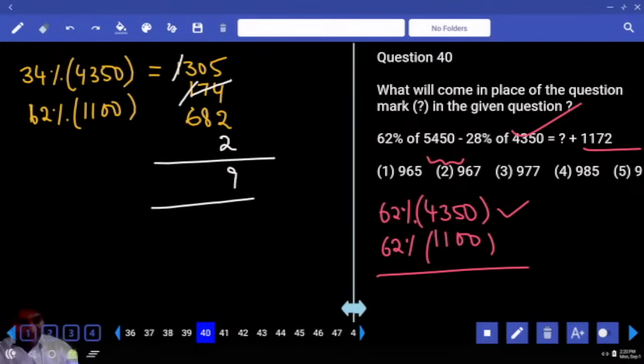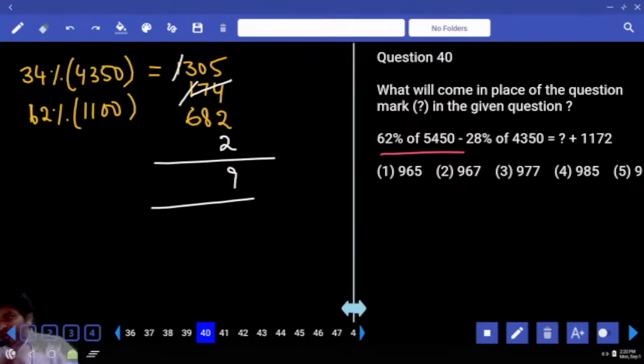Okay. See, the problem is, directly you can calculate 62%, but you have to take 50% plus 10% plus 2%. Fine, we can do it, but again 28%. Either you have to go with 25% plus 3% or 30% minus 2%. I'm not comfortable with that, so I changed it. If you are comfortable here, yes, definitely you can go for it.